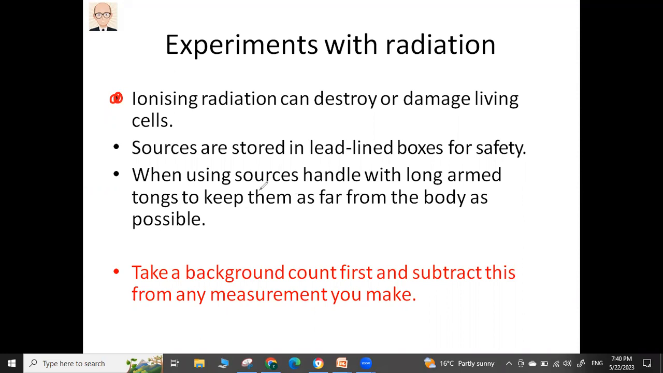The radioactive sources are stored in lead-lined boxes for safety. Otherwise, they would easily pass through other materials. When using sources, handle them with long-arm tongs to keep them as far from the body as possible. While dealing with these radioactive elements, we have to keep them far from our body. Otherwise, our body will be affected by these radiations. And finally, take a background count first and subtract this from any measurement you make.